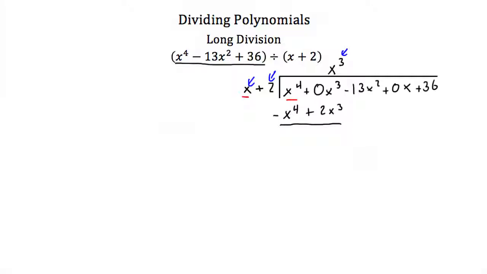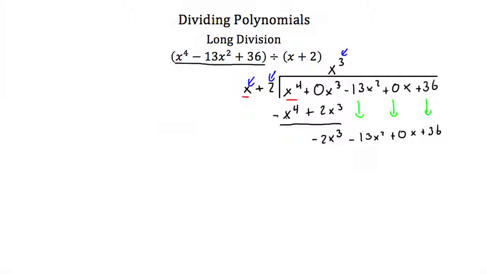X to the fourth minus x to the fourth is 0. 0x cubed minus 2x cubed is a negative 2x cubed. Because we have this x cubed term here, that is why we needed this 0x cubed as a placeholder. Now we just bring down the rest of our terms. We get a negative 13x squared plus 0x plus 36.